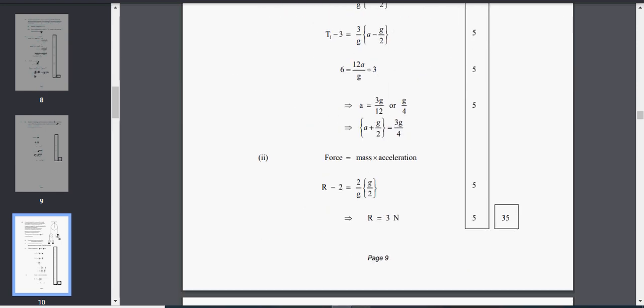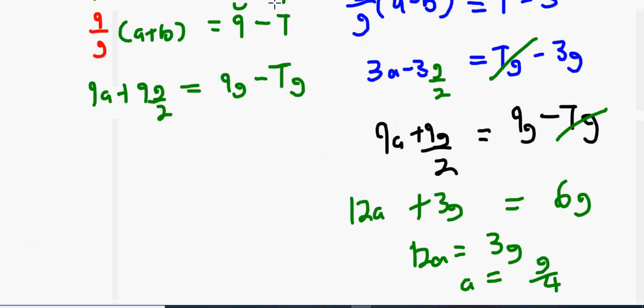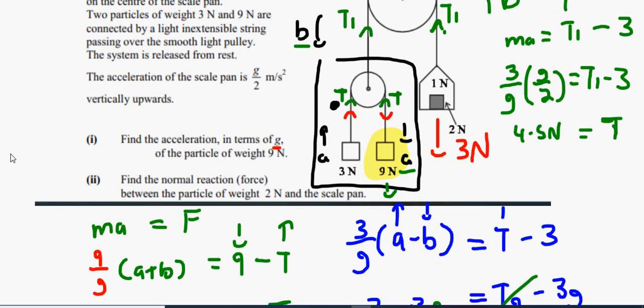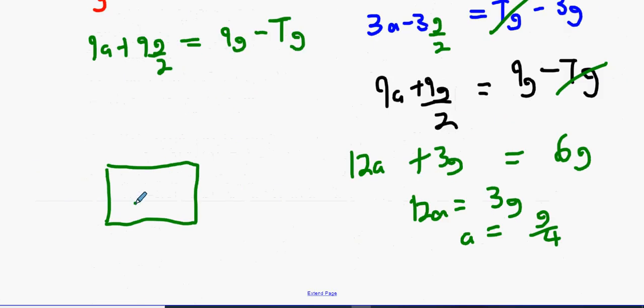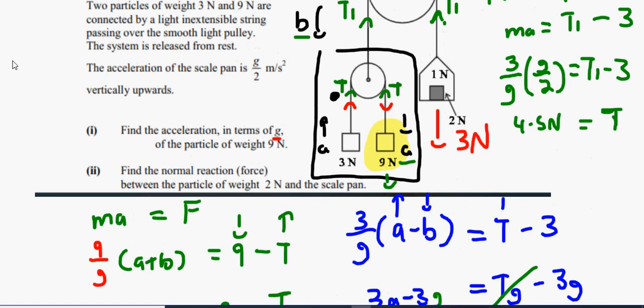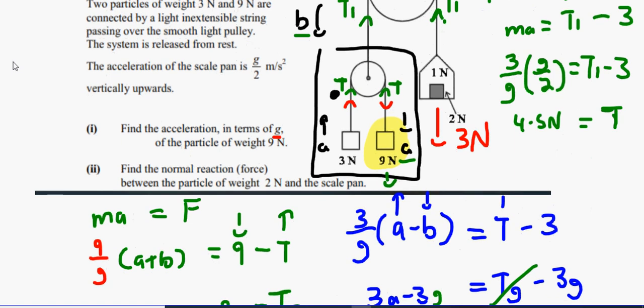And we're going to wrap this up really quickly now, right? You're essentially on an elevator, okay? There's a 1 Newton mass, there's a 2 Newton mass on a scale, okay? So everybody see the 2 Newton mass? That goes downwards. Everybody cool with that? This is very important. Find the normal reaction between the particle and the scale pan.